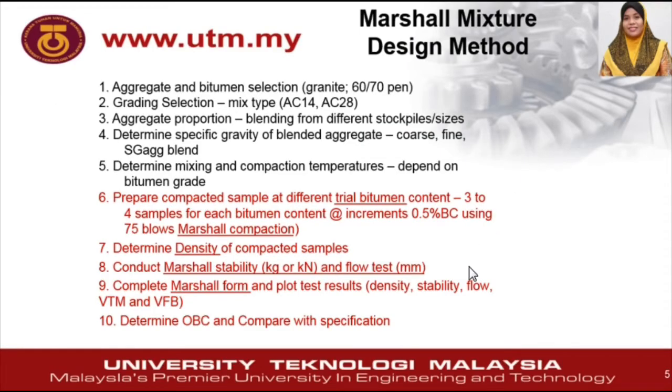Then, after we have all the values determined from the density and Marshall stability, we now can go to step number 9 to complete the detailed calculation of the Marshall form and plot the test results for bulk density, stability, flow, VTM and VFB versus bitumen content. And then step number 10 is to determine the OBC and compare with the specification. This is to verify the value determined with the standard.